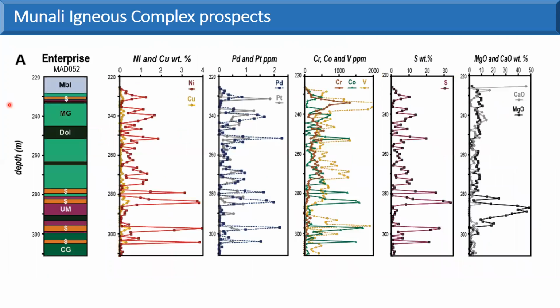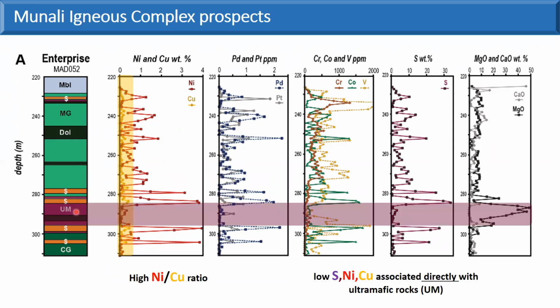So if we look specifically at Enterprise, we can see, just looking at the nickel and copper ratios, the copper is rarely above 0.5 weight percent, but we see sulfide associated with big peaks in nickel with up to 4 weight percent. And this highlights what we see characteristically is this high nickel copper ratio of the Munali ores. Additionally, although we see sulfide associated with ultramafics, the ultramafic rocks themselves are not the direct host to sulfide mineralization, and this is seen where we've got high MgO associated with low nickel, copper, palladium, platinum, and low cobalt and sulfur.